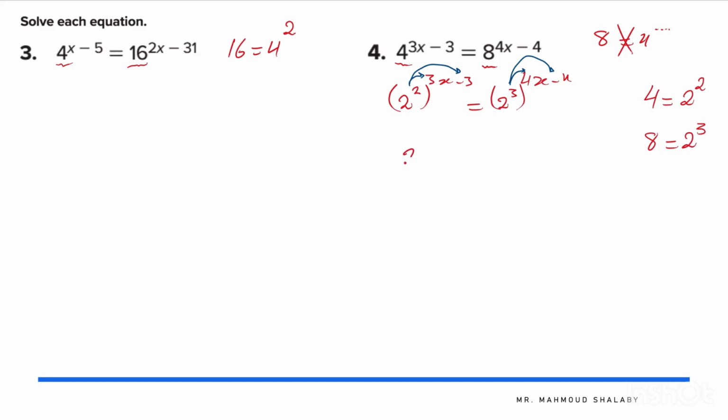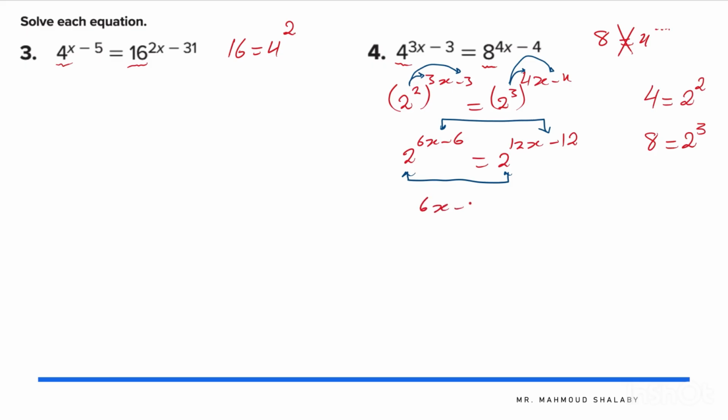Now, it will be 2 to the power of 2 times 3x is 6x. 2 times negative 3 is negative 6, equals, here we have 2 again, 3 times 4x is 12x. 3 times negative 4 is negative 12. Now, and only now, as you can see, the base equals the base, so the exponent equals the exponent. So now I can equate the exponents and solve the equation to find the value of x.